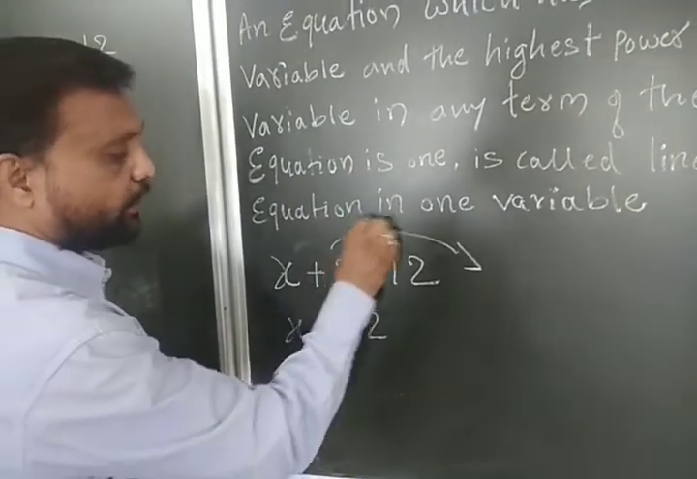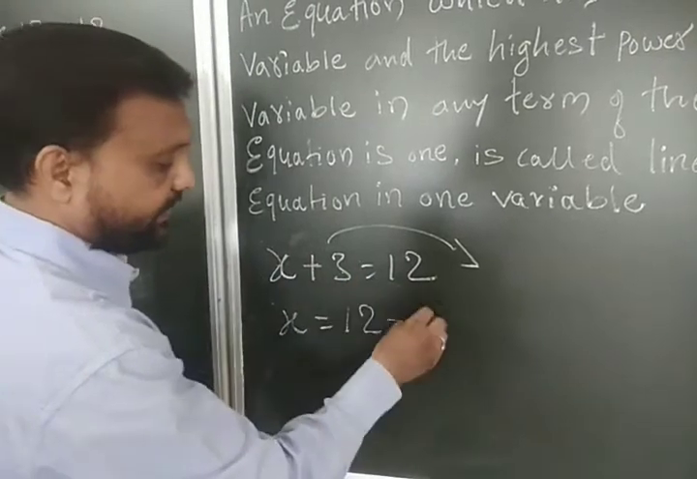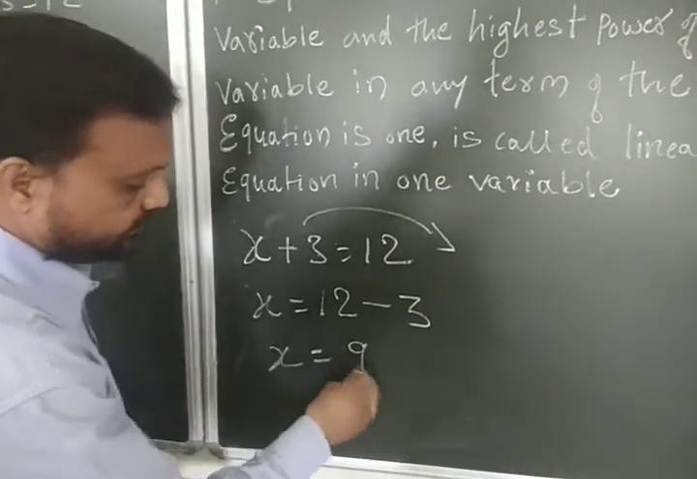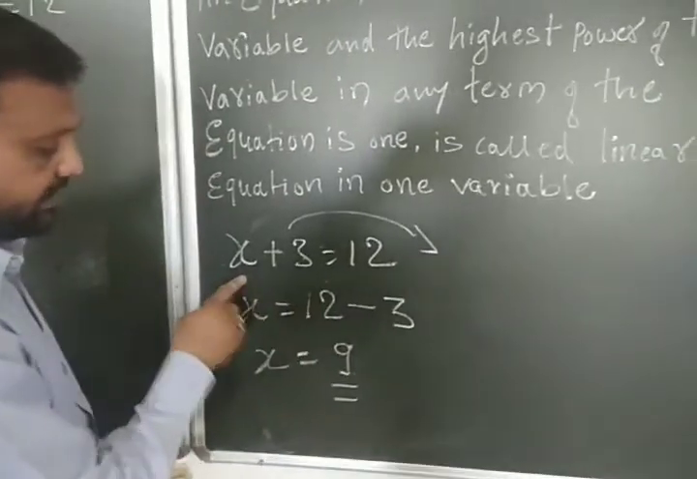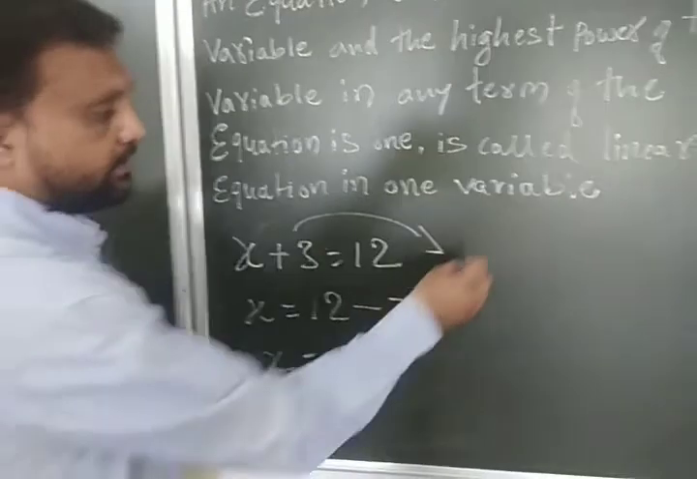This 3 we are transporting to the right hand side. So plus became minus, and this 3: x is equal to 9. Now the value of the variable here is what? 9. Now we will substitute the x with a 9.